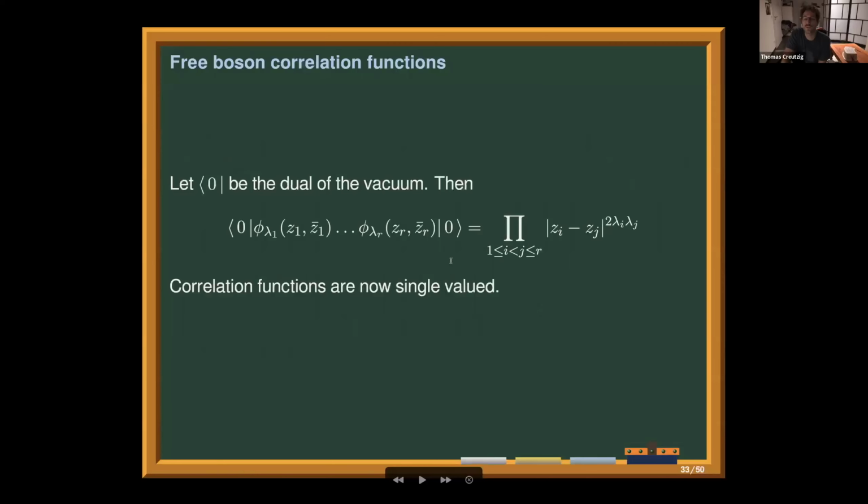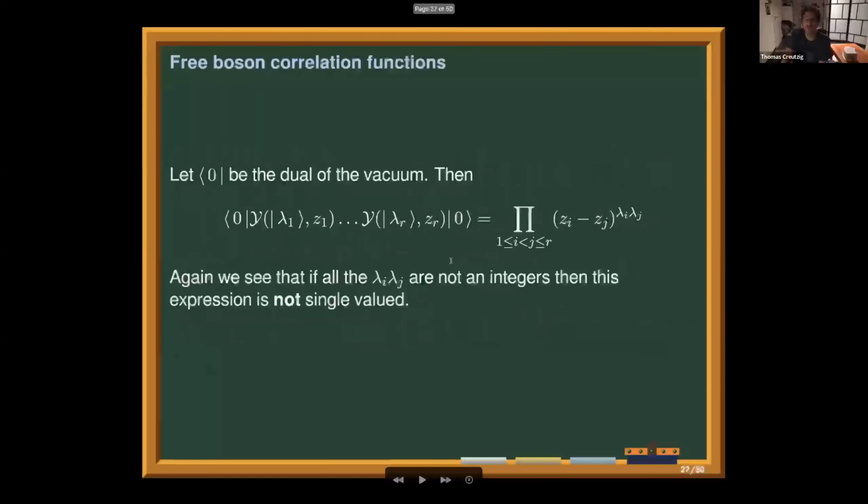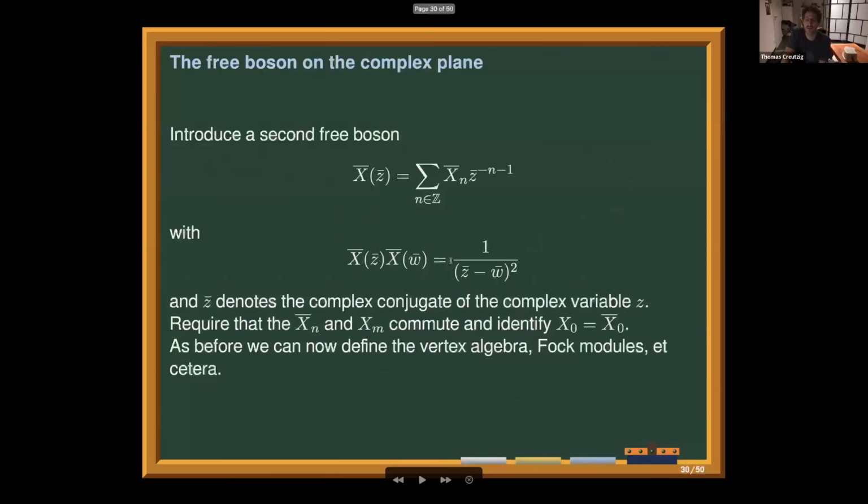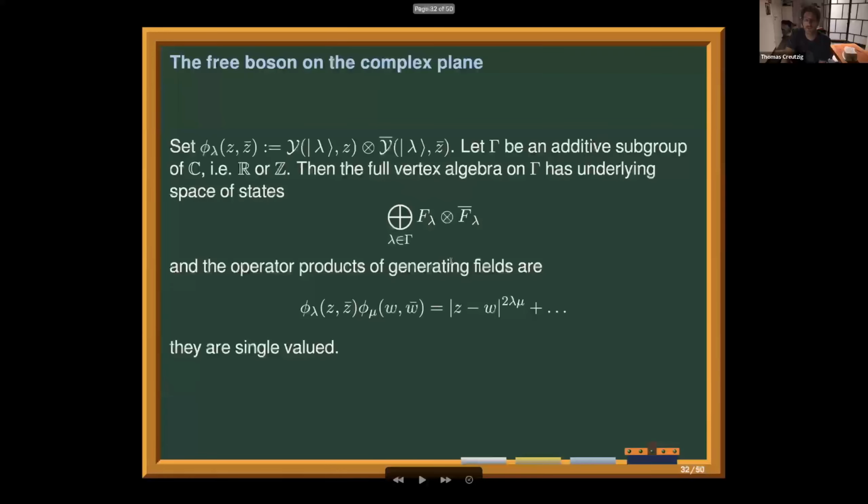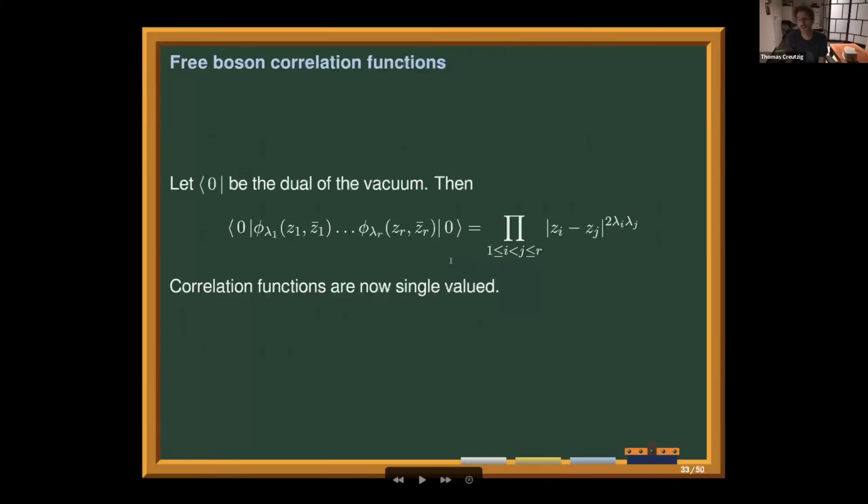And if we do this now for the dual of the vacuum, that means we compute correlation functions. We have the same effect, while on the chiral side we had for correlation functions just the difference of the insertion points to the power lambda i times lambda j. Now, because we did our nice gluing, we have the absolute value squared of these quantities. This means expressions that are nice and single valued. Good. Okay.